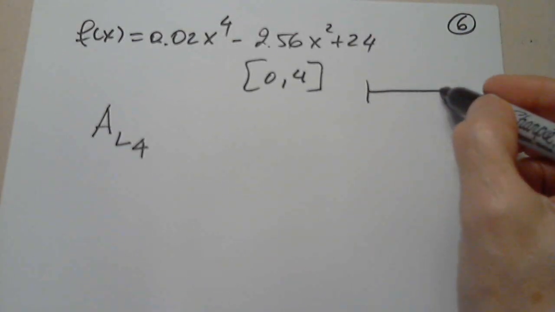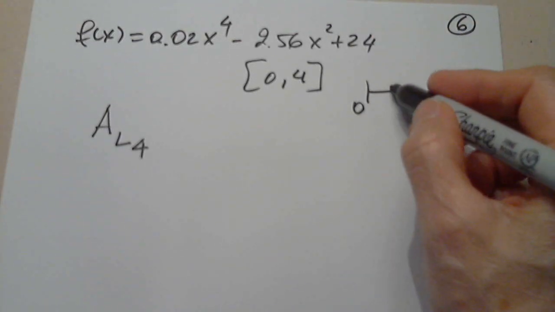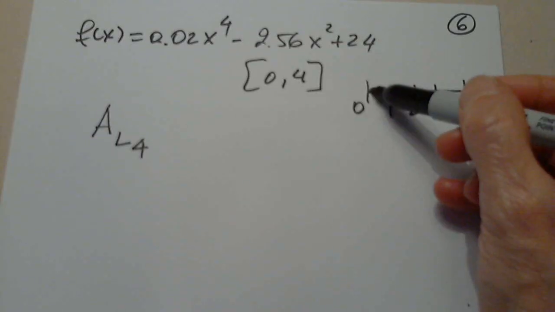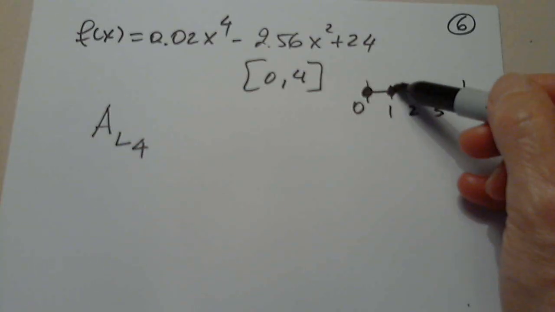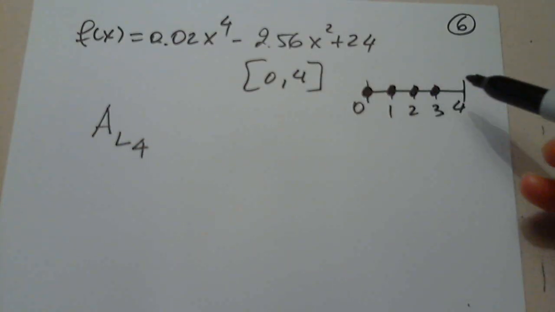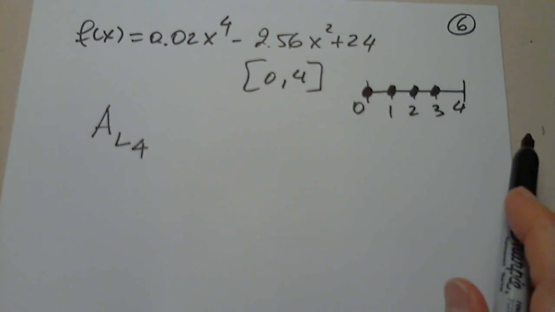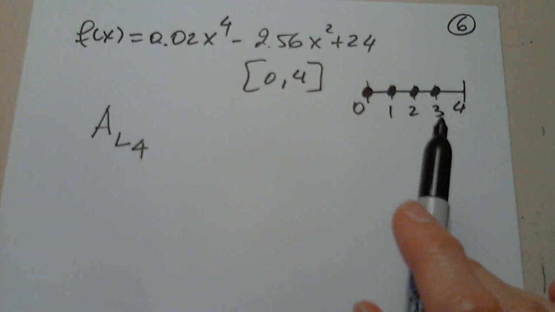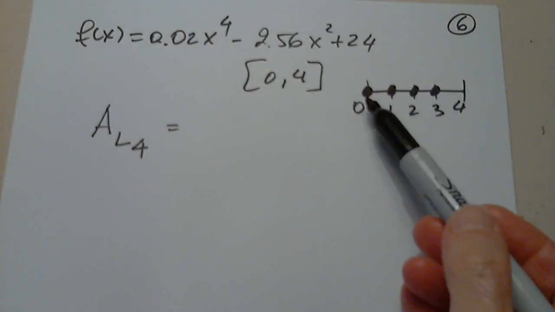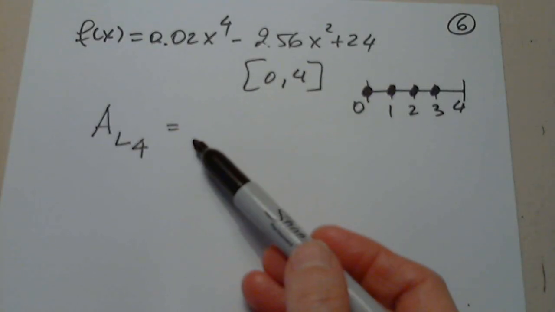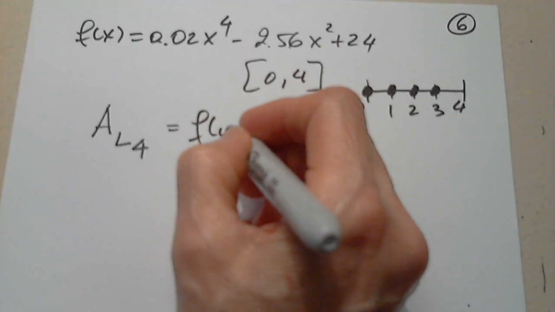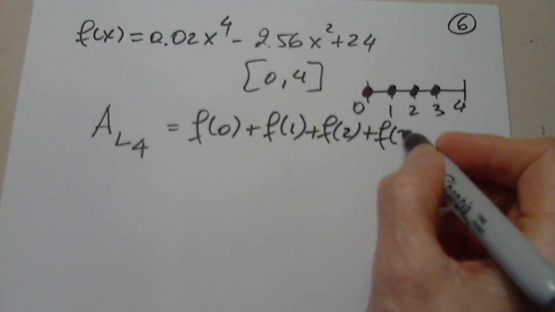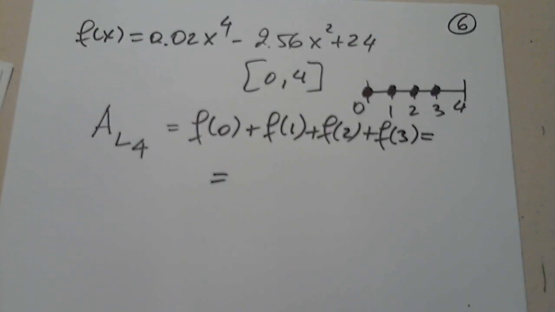So remember, from 0 to 4, 1, 2, 3. Leftmost point means the height is here, here, here, and here. Not 1, 2, 3, 4, but only at 0, 1, 2, 3. Since the base is 1, I'm not going to even write it. So I have to calculate f of 0 plus f of 1 plus f of 2 plus f of 3. That's all I need to do.